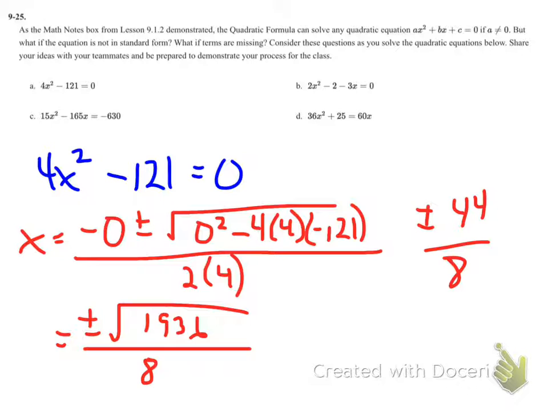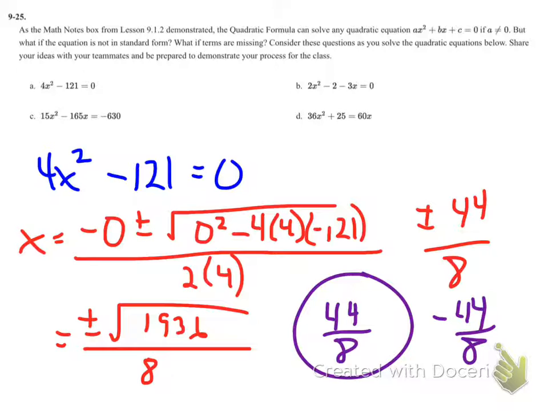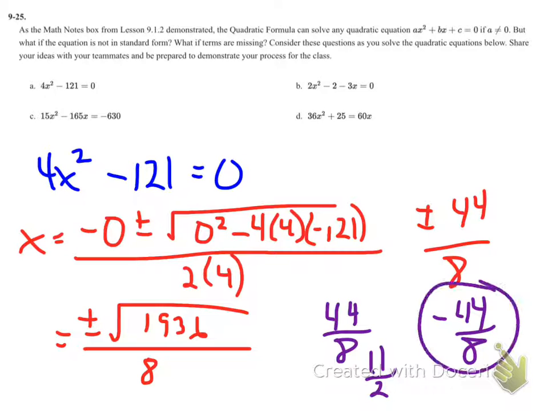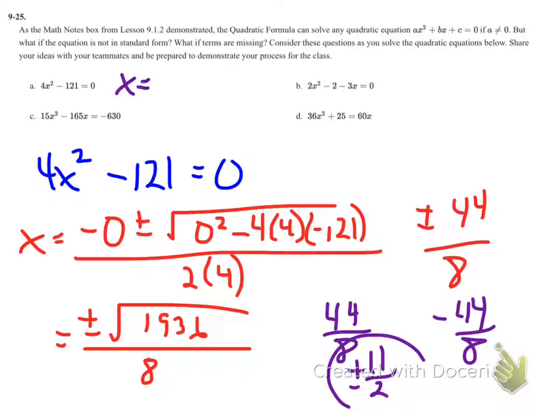So now I have two separate problems here. I have 44 over 8, and I have a negative 44 over 8. I can divide this fraction here by 4. That gives me an answer of 11 over 2. And I can do the same thing over here, so I get my two solutions are plus or minus 11 over 2. So x equals plus or minus 11 over 2. That's the answer to A. Problem B.